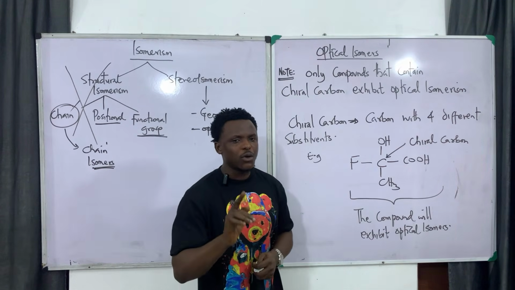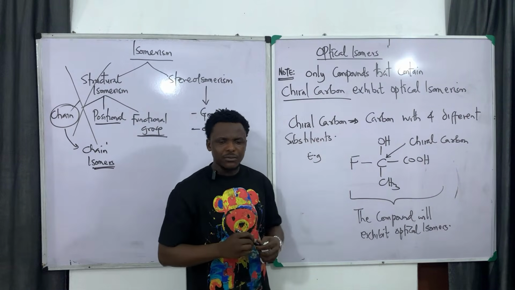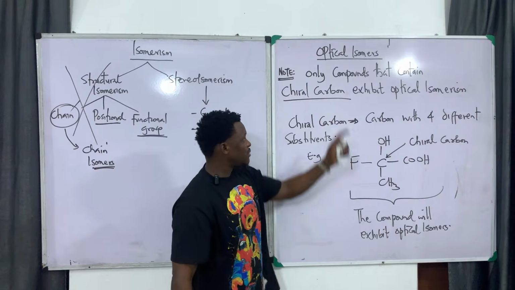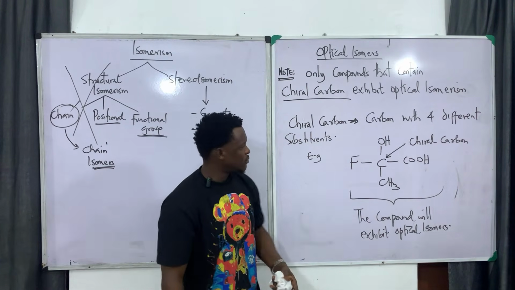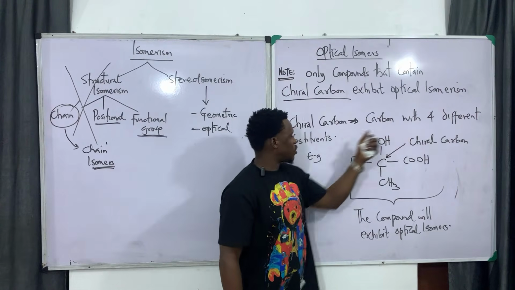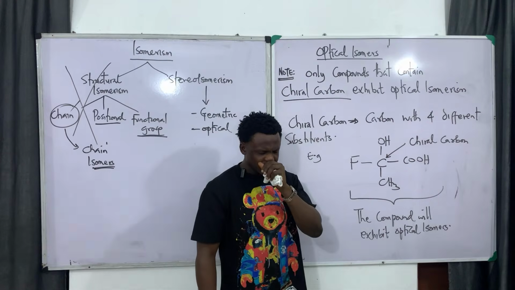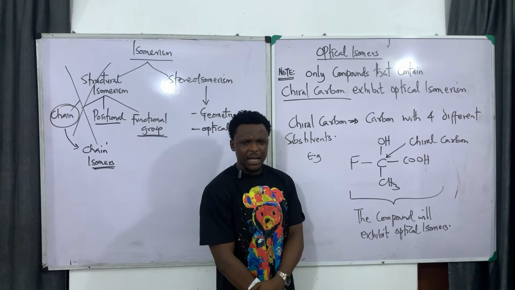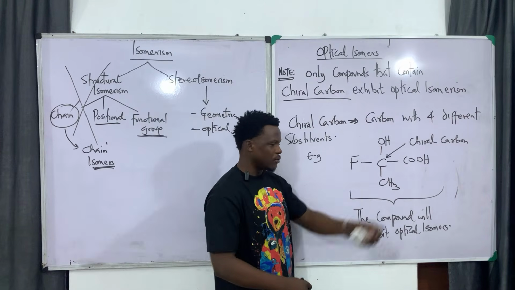For any compound to be called optical isomer, it must have what we call a chiral carbon. What is a chiral carbon? Carbon with 4 different substituents. A carbon atom with 4 different substituents is a chiral carbon. Example of a chiral carbon is, look at this compound.